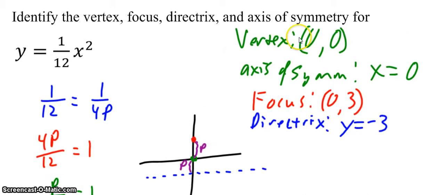Okay, so hopefully you got the vertex is (0, 0), axis of symmetry is x = 0, focus is (0, 3), directrix is y = -3. How did I get this information? Great question, glad you asked.